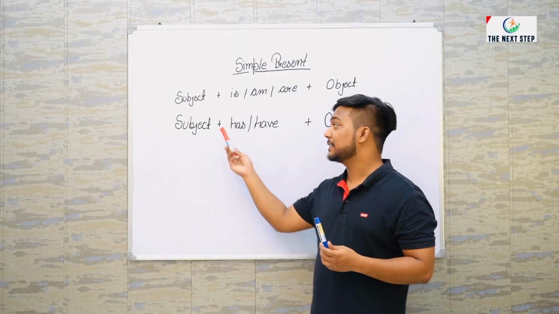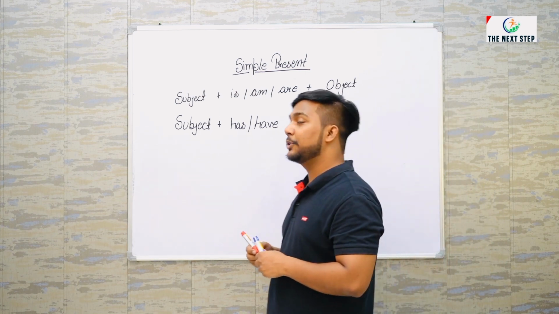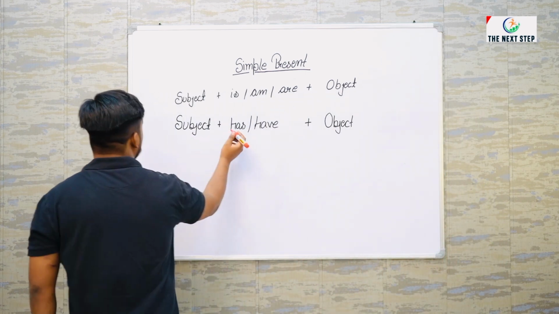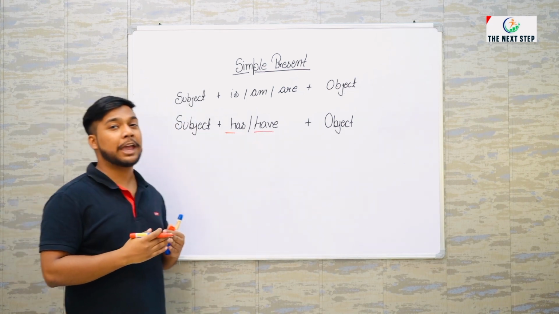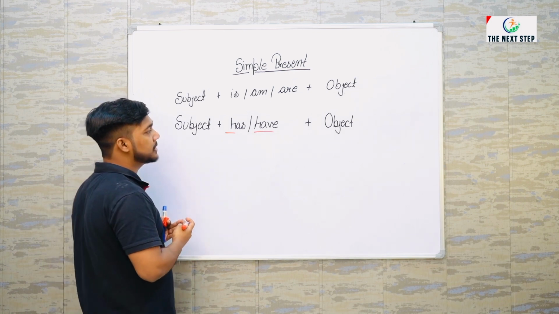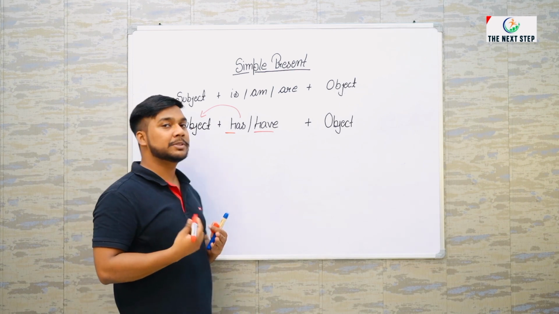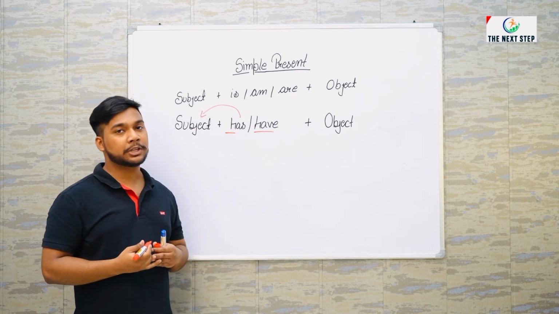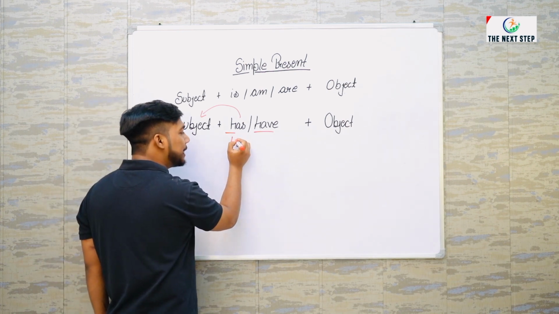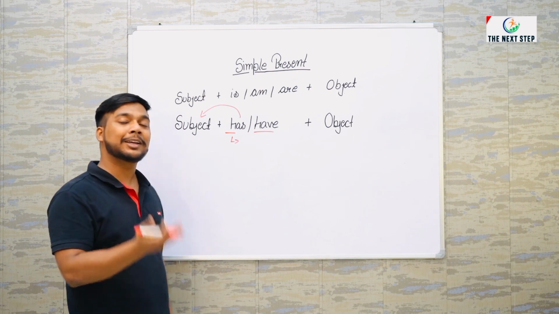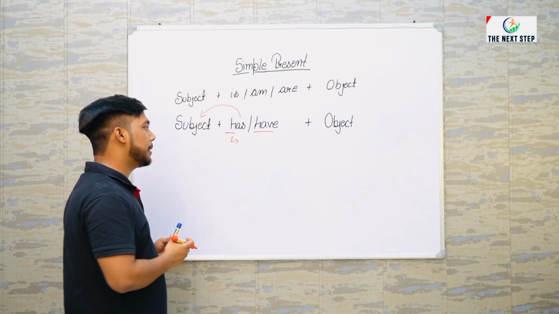Next we have subject, has, have plus object. Subjects we have already learned. Next is has and have. Has and have do not have different meanings. They both have the same meaning, but they depend on your subject. Whatever subject you use, accordingly you need to add has or have. If you know where you can use has, you automatically learn where you can use have. Let me give you more examples.